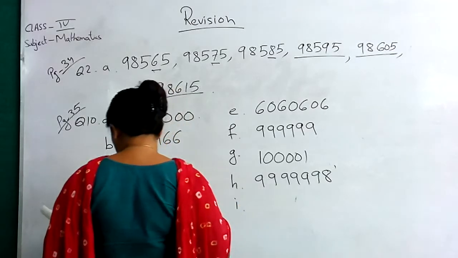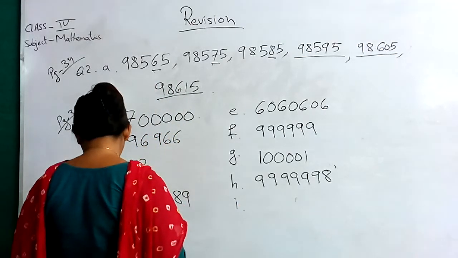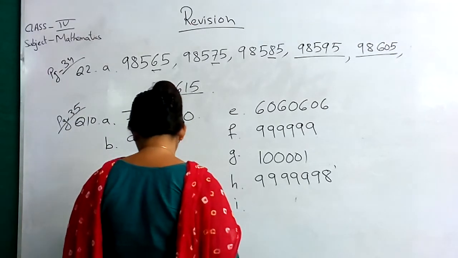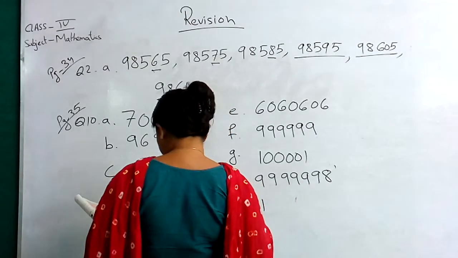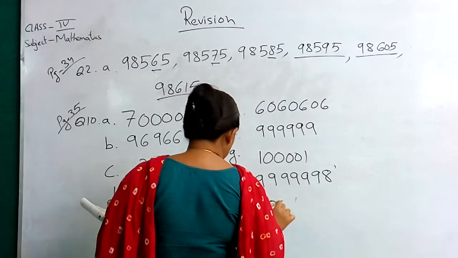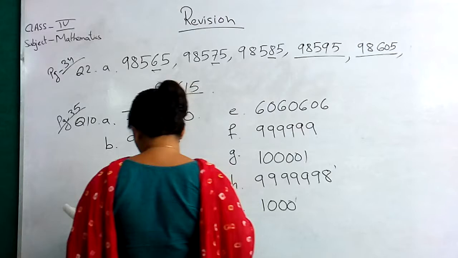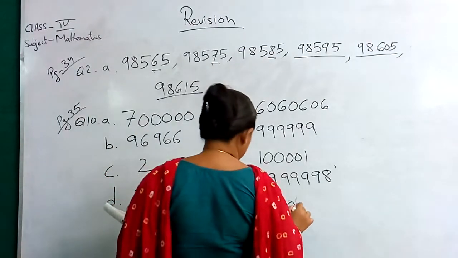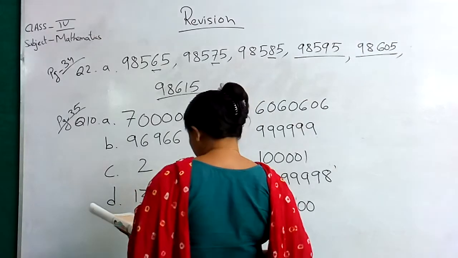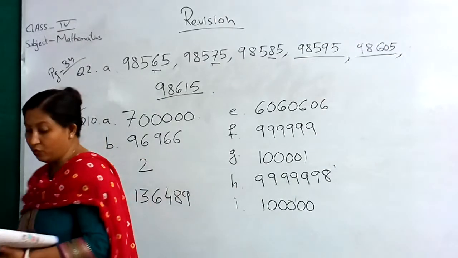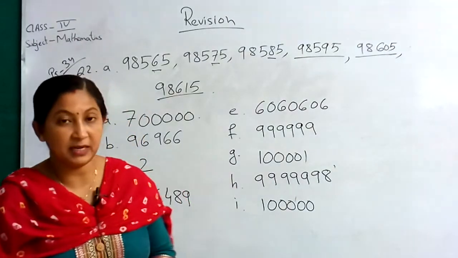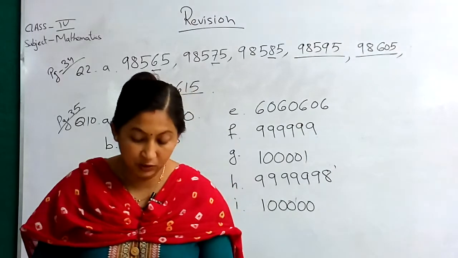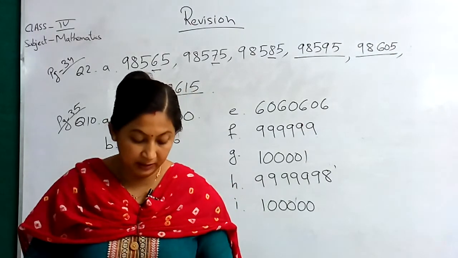Last one. The successor of the greatest 5-digit number. Again you will add 1 with that. The 5-digit number will become a 6-digit number. Clear? So this way you will add 1 if successor is asked. You will minus 1 when the predecessor is asked.